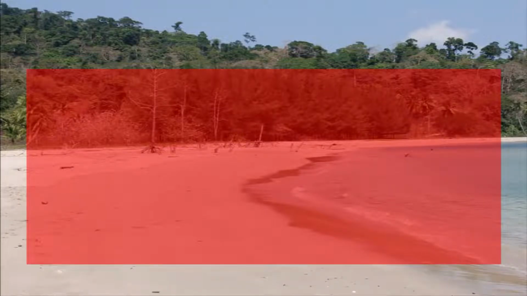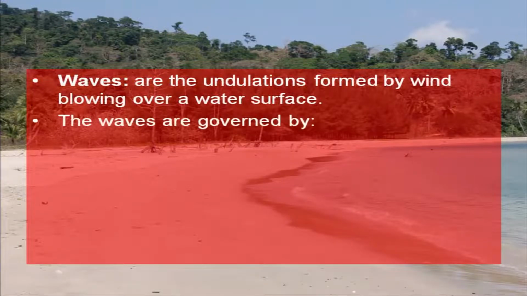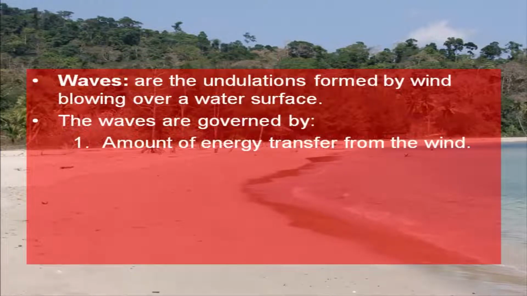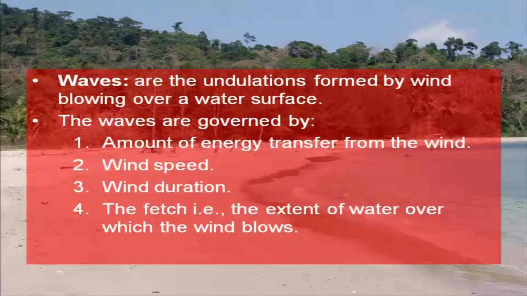That means the configuration or the geomorphic landscape, the geomorphology of the region, whether the waves are directly coming and meeting the coast or it is oblique. So waves are basically undulations formed by wind blowing over the water surface. The waves are governed by the amount of energy transfer from the wind, and depend on the wind speed, wind duration, and the fetch, that is the extent of water over which the wind blows.